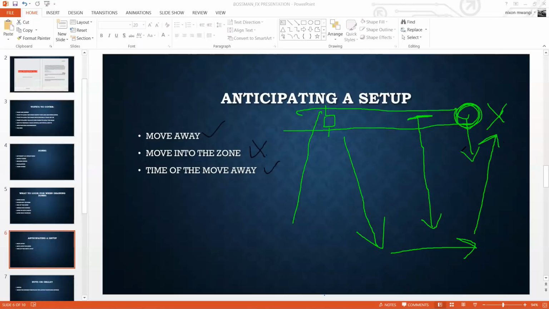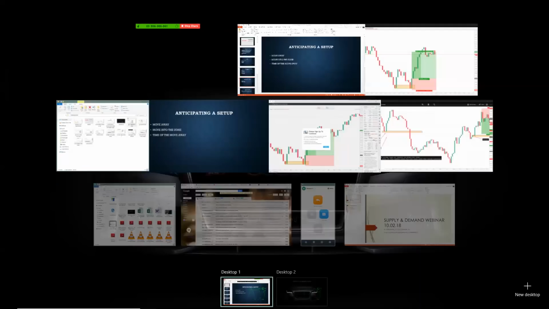Let me check. Seeing some questions. So move away must be 3 times zone size. At least, not it must be 3 times, but it must be 3 times or more. I don't know whether that makes sense, Gaz. Yes, okay. Then that's good. So time of the move away. I think I had a screenshot. Let me see.